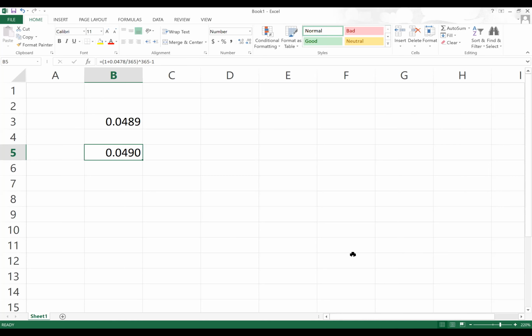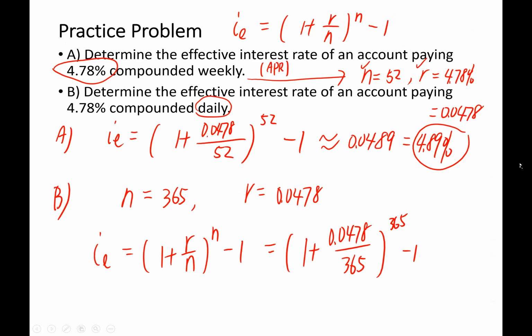So let's go back a little bit. As you can see, the more compounding periods, the higher the effective interest rate. So this is approximately equal to 0.0490. And if you turn it into a percentage, it's 4.90%. So the more frequent compounding indicates the higher effective interest rate, meaning you pay more in terms of borrowing cost. Okay, any question on this?